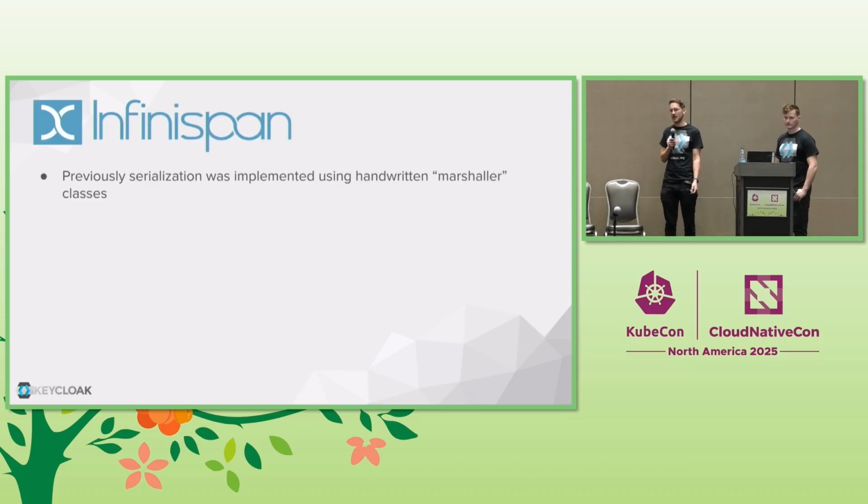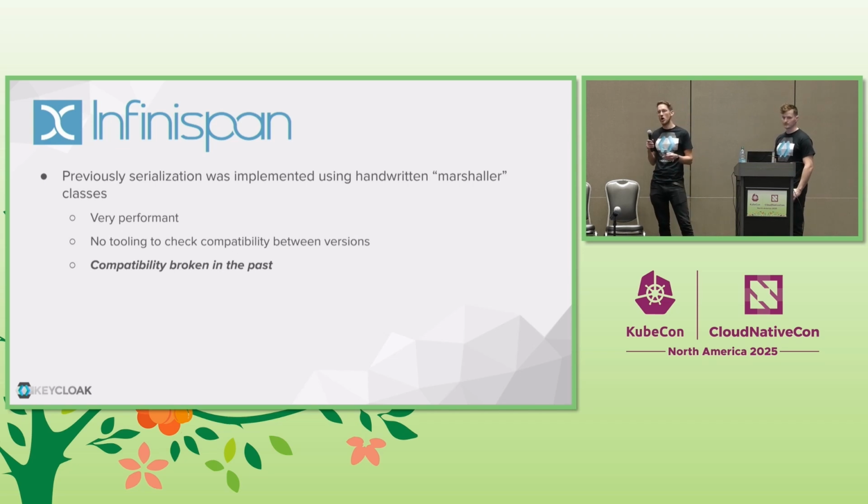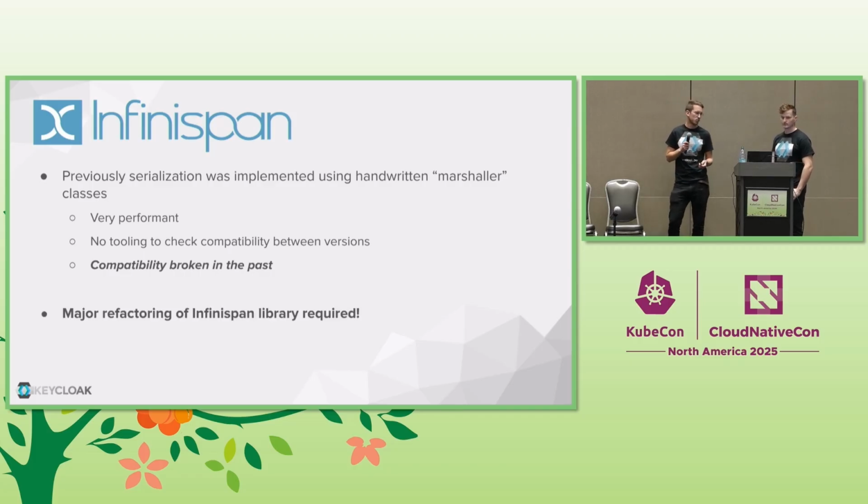Unfortunately, Infinispan really didn't make our life easier here. In the past, the serialization layer was written using handwritten Java marshaller classes, which was very performant. However, there was absolutely no tooling to check compatibility between different Infinispan versions, and compatibility was broken in the past. To make this worse, these incompatibilities were only detected once Infinispan had been released, once Keycloak had consumed the Infinispan release, and then once Keycloak had been released. So it was far too late in the process. We needed a major refactoring of the Infinispan library.